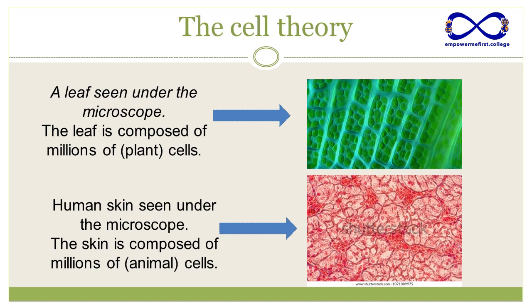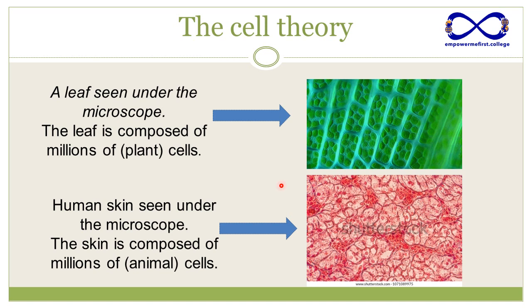And now, just again, another example about the cell theory. We can see a leaf seen under the microscope. The leaf is composed of millions of plant cells, as we can see here, for example, in green. Just remember the color is green because inside the plant cell there is the presence of so-called chlorophyll, a pigment.